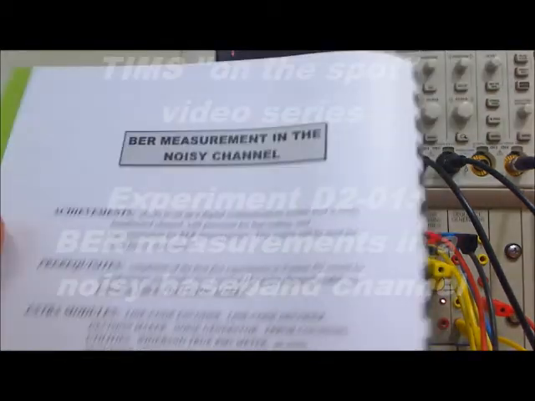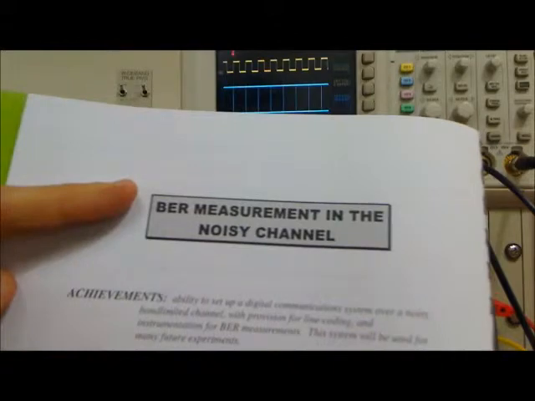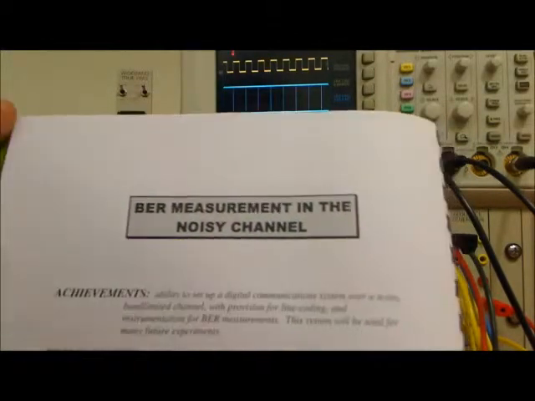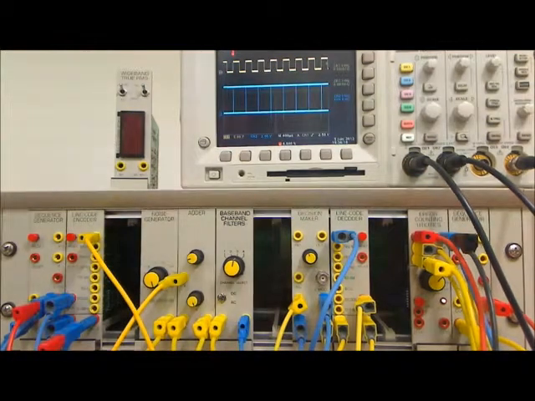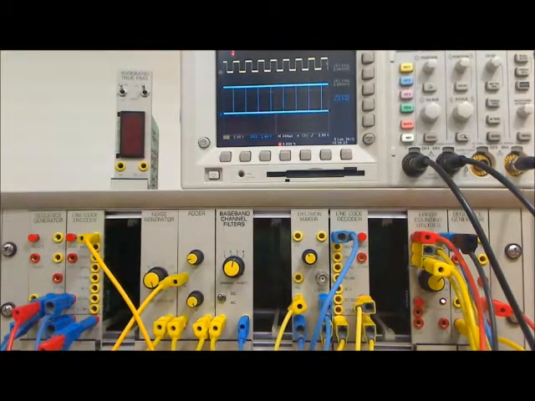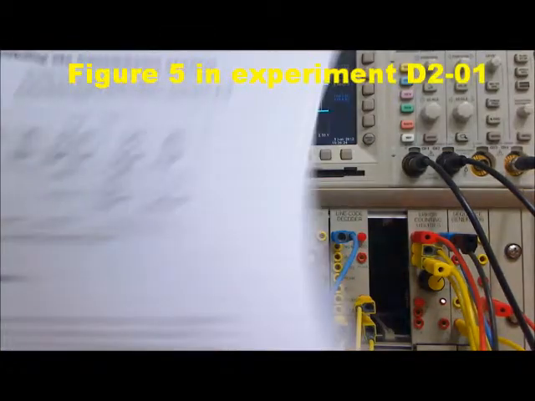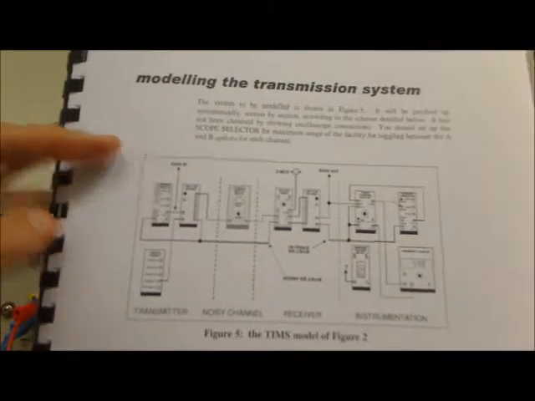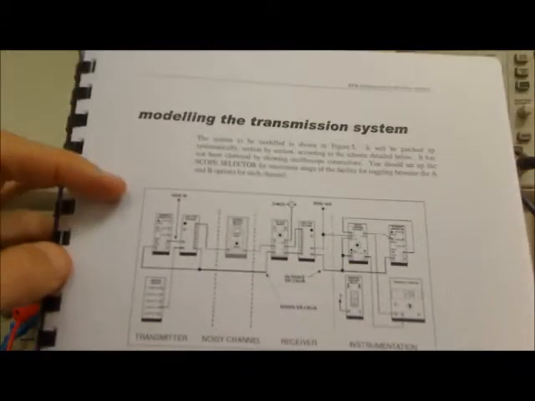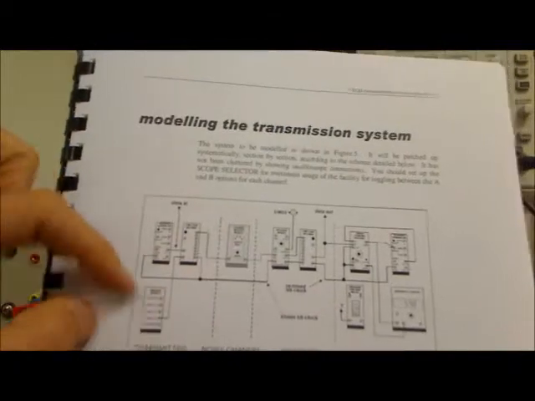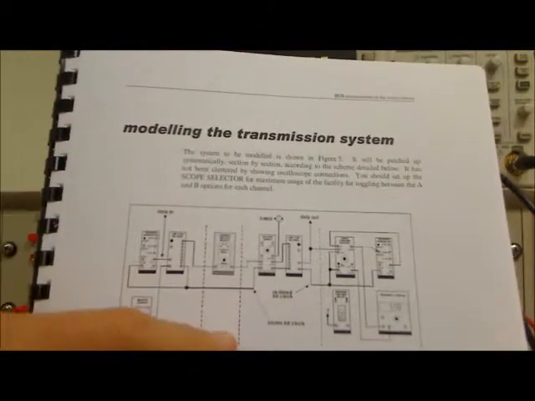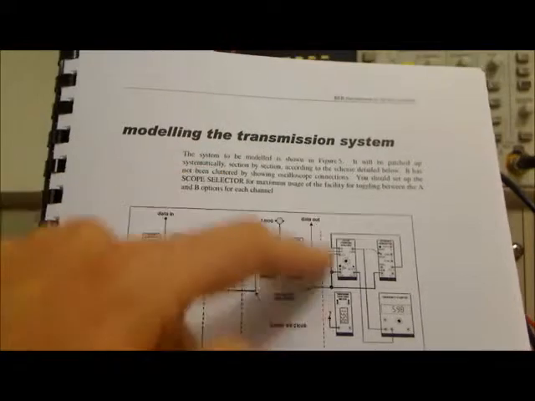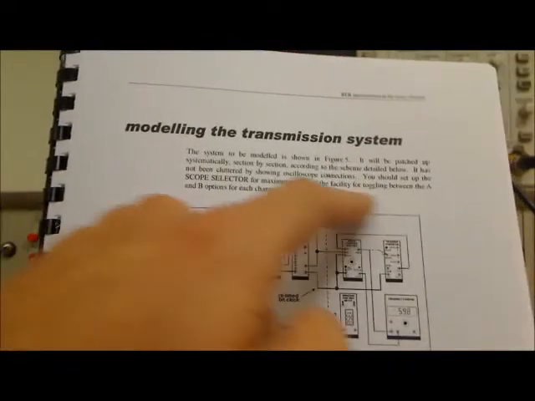Hello, in this video we are going to be doing the experiment BER measurement in the noisy channel, which comes from the D2 TIMS manual. Please turn to figure 5 in the manual, which is the block diagram for modelling the transmission system. We start with the baseband transmitter, the noisy channel model, the baseband receiver, and then finally bit error rate instrumentation.